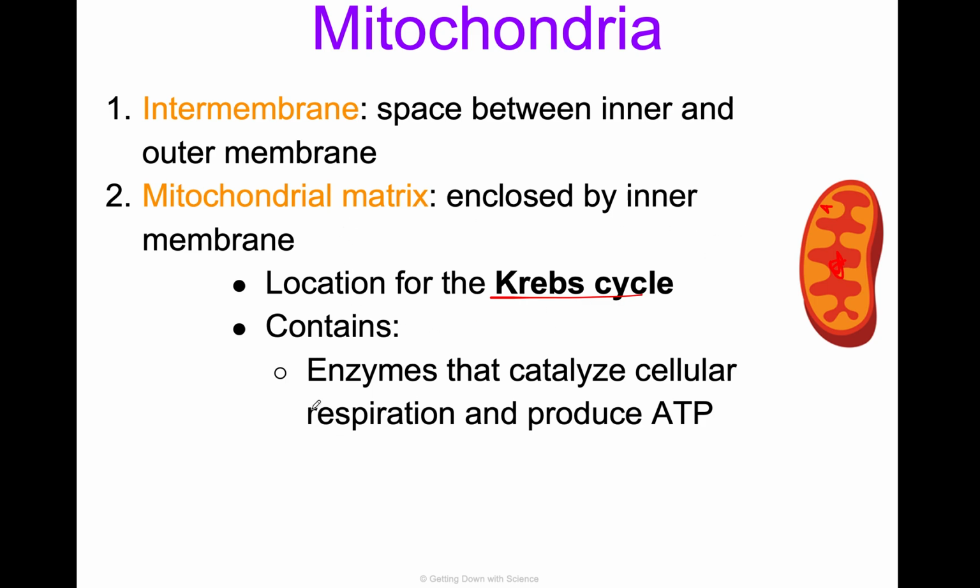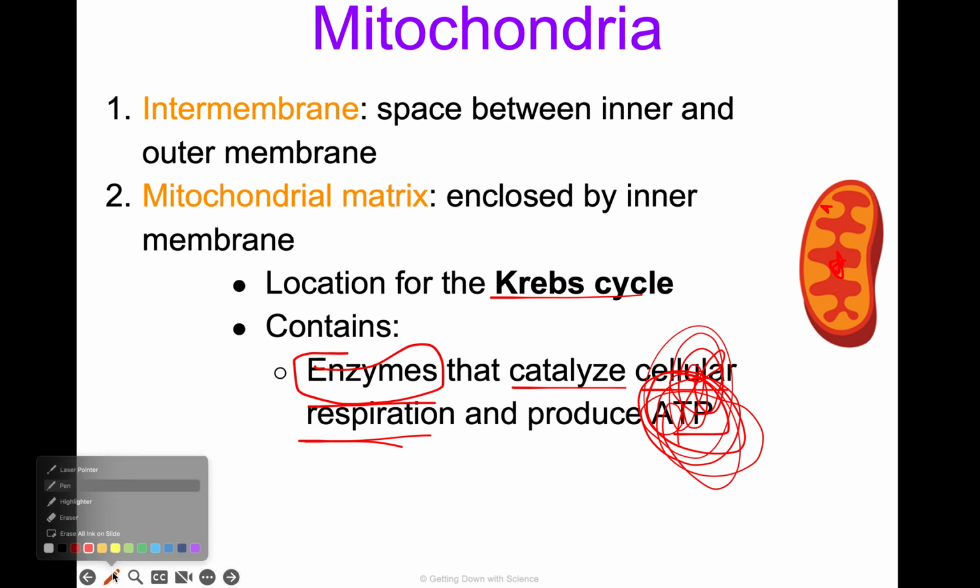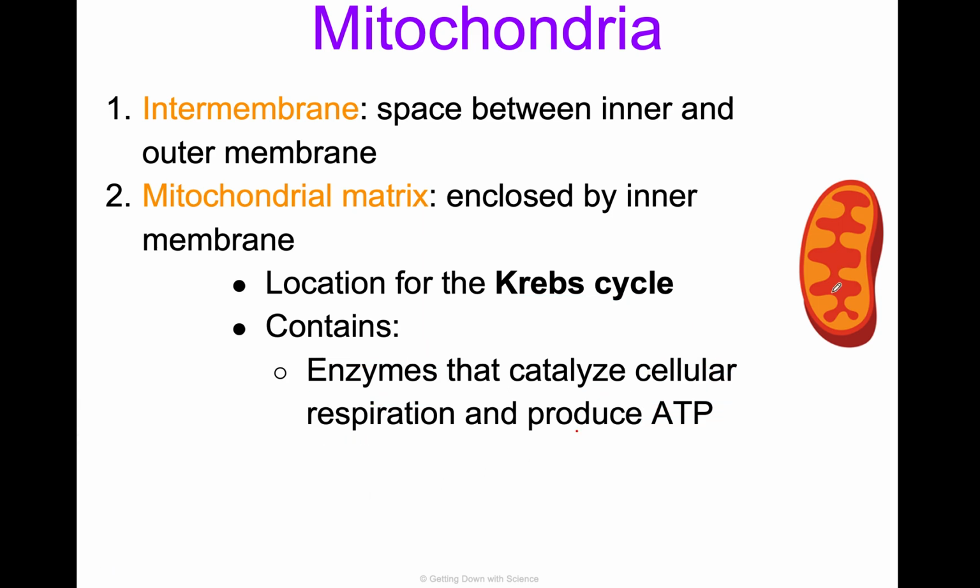The mitochondrial matrix also contains enzymes that catalyze cellular respiration. So enzymes, the function of them is to speed up reactions. Catalyze means to speed up. So we speed up cellular respiration, and it produces this molecule, ATP. As much as surface area is the name of the game in Unit 2, ATP is going to be the name of the game in Unit 3.